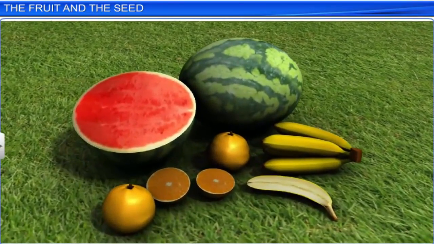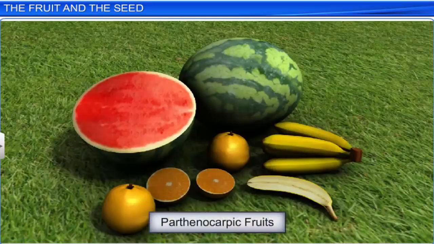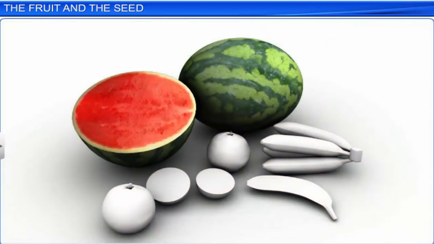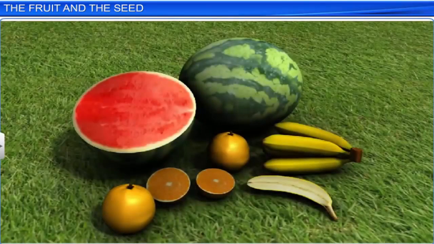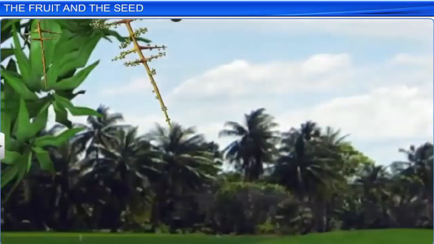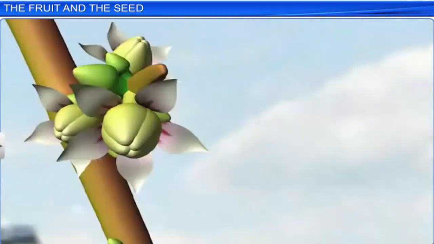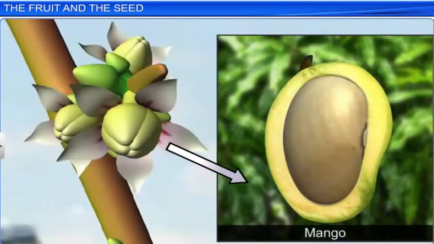However, certain fruits are formed without fertilization of the ovary and are therefore seedless. Such fruits are called parthenocarpic fruits, such as seedless watermelon, banana, and orange. Parthenocarpy can be a natural process or may be artificially induced. Once fertilization takes place in a flower, the ovary ripens to form the fruit and the ovules form the seeds.